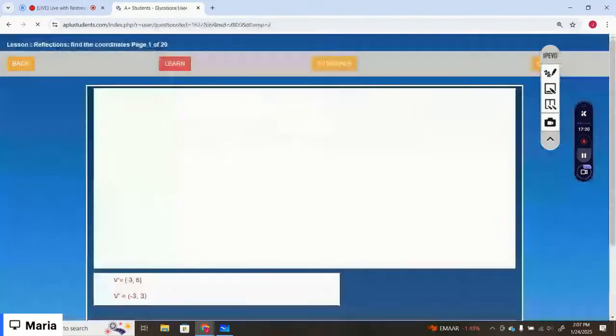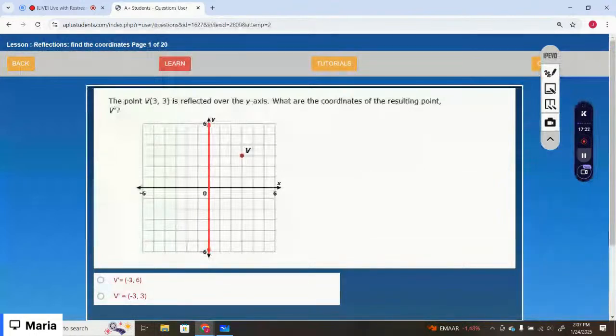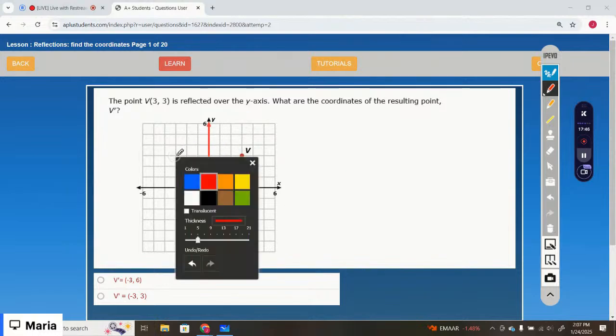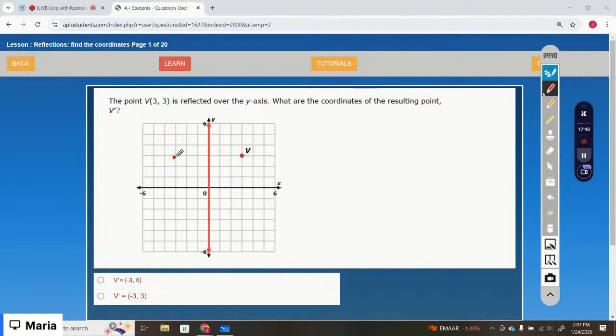Since I'm still on the tutorial, I thought I would move on to the test. The point with x-coordinate 3 is reflected over the y-axis. What are the coordinates of the point? It would be reflected over the y-axis. You have the same distance on x and the same distance on y, but on the opposite side of the y-axis, right? Because the point is reflected over the y-axis, just the sign of the x coordinate is changed. The y coordinate is exactly the same, right?